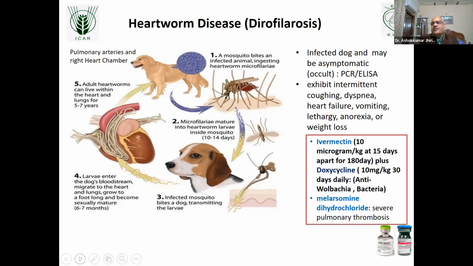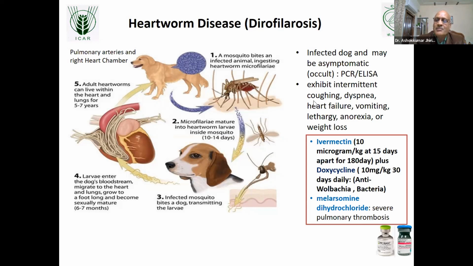Another canine disease that causes a lot of confusion in the minds of veterinarians is either acute, subacute, or sometimes not visible, the occult form of a disease. That is heartworm disease, caused by Dirofilaria immitis. The microfilariae are transferred by mosquitoes to the dog, and then they reach the final destination, the heart chambers and the pulmonary arteries, where they reside, become adults, and remain for a very long time, five to seven years. So it depends upon the load of infection.